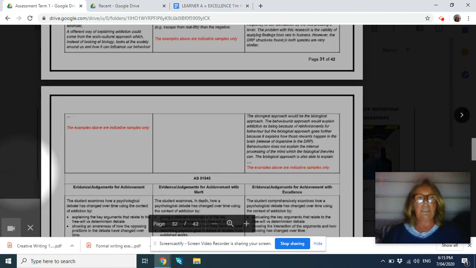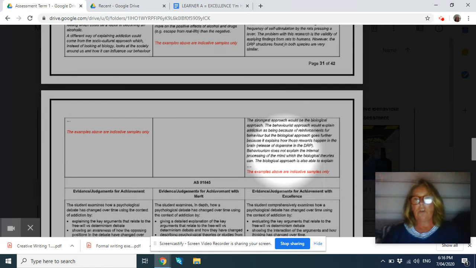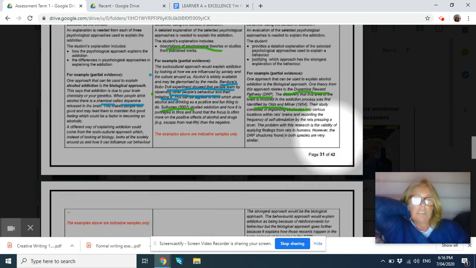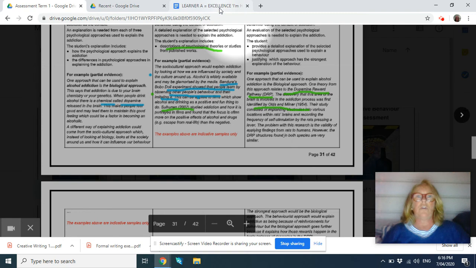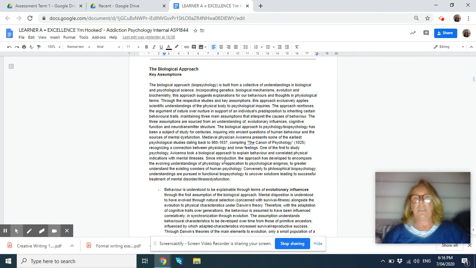So what we see here is the student being able to evaluate, place value on one approach over another, and then decide why that is the case. So these examples are really important. And obviously in your folder, I have put lots of examples for you. Here's your excellence one. And you can have a look at those and see the difference between them.